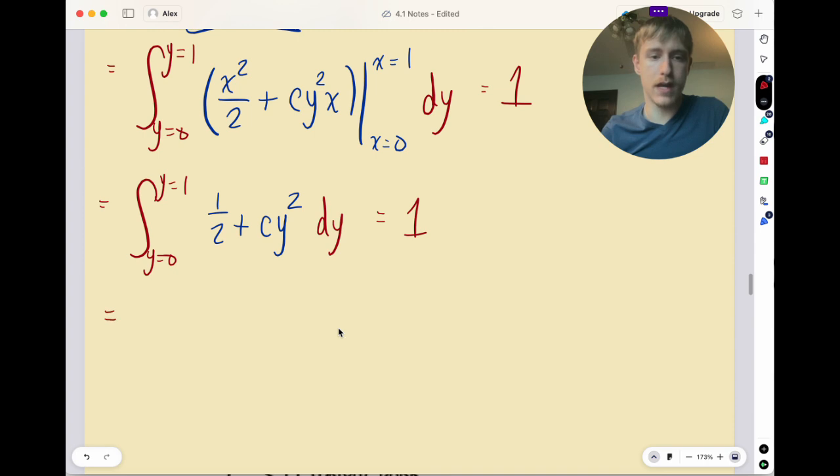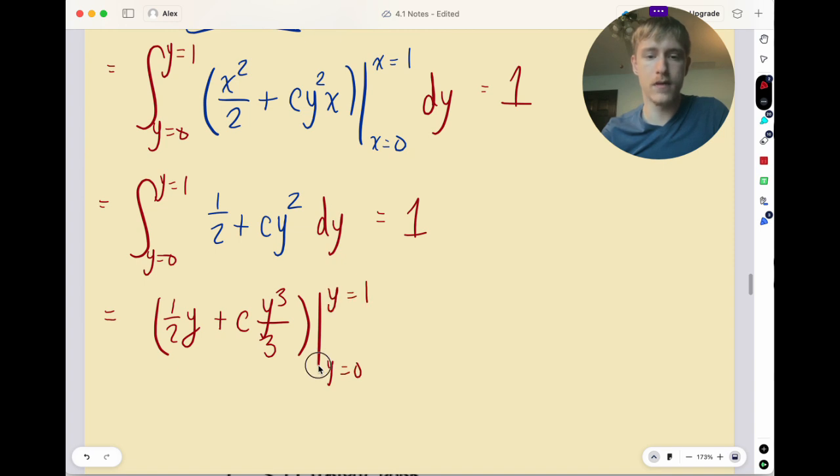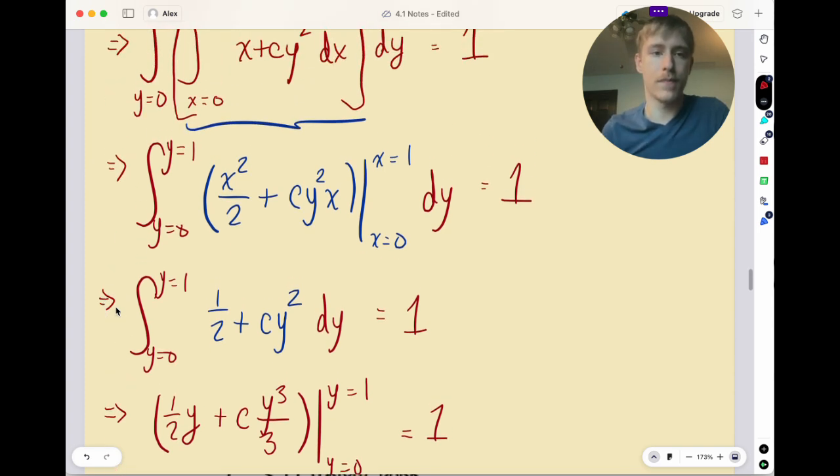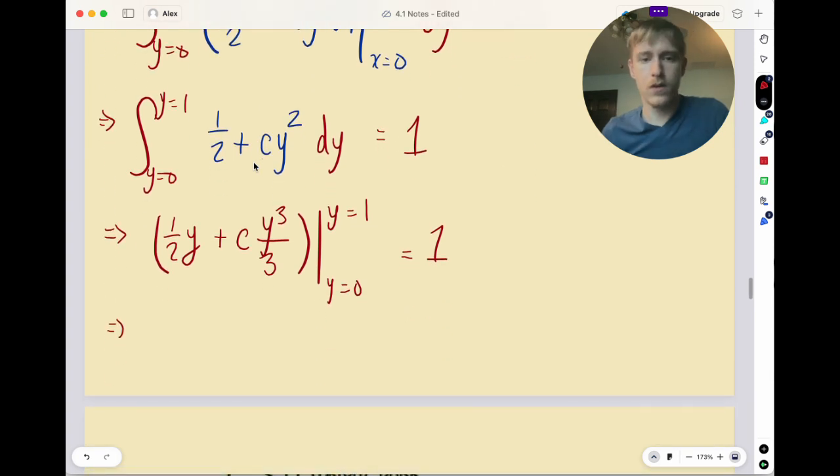Okay, and now when we integrate, this is going to pick up a factor of a y, and this is going to be c times y cubed over 3. Okay, and this is going to, of course, be evaluated from y equals 0 to y equals 1. I should really be writing implies. So now when you plug it in, again, you only need to plug in y equals 1, and then you get 1/2 plus c times a third is equal to 1. And I'm going to go ahead from here and multiply both sides by 6.